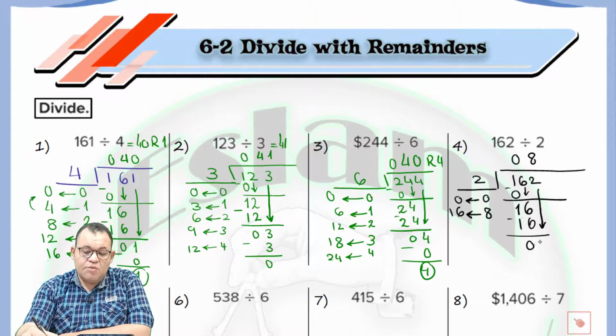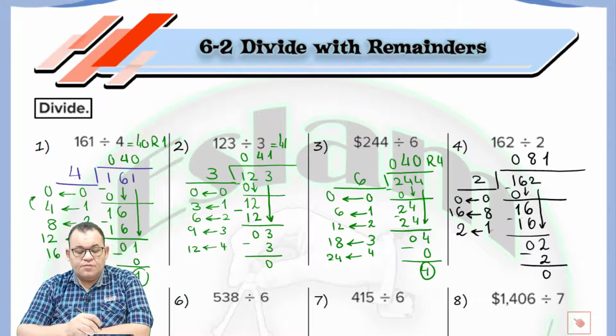Bring down the next number, which is 2. 2 divided by 2. I need a number. If I multiply it by 2, the answer will equal 2, which is 1, because 1 multiplied by 2 equals 2. So we'll write 1 up, and the 2 will be down. Now we will subtract, it will be equal to 0. There is no number to bring down. It means the quotient will equal 81.